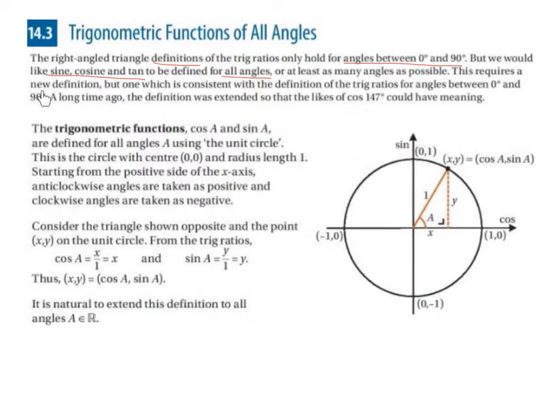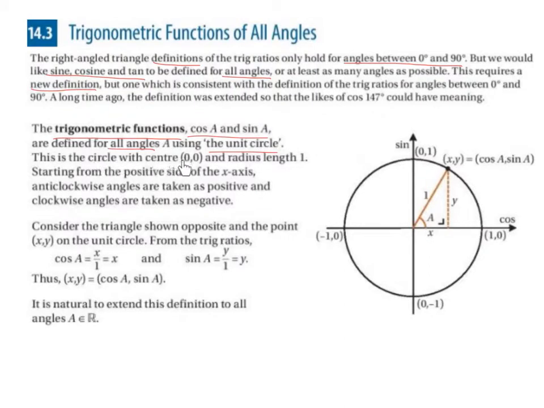This requires a new definition, but one which is consistent with the definition of the trig ratios for angles between 0 and 90 degrees. A long time ago, the definition was extended so that the likes of cos 147 degrees could have meaning. The trigonometric functions cos of A and sine of A are defined for all angles A using the unit circle.